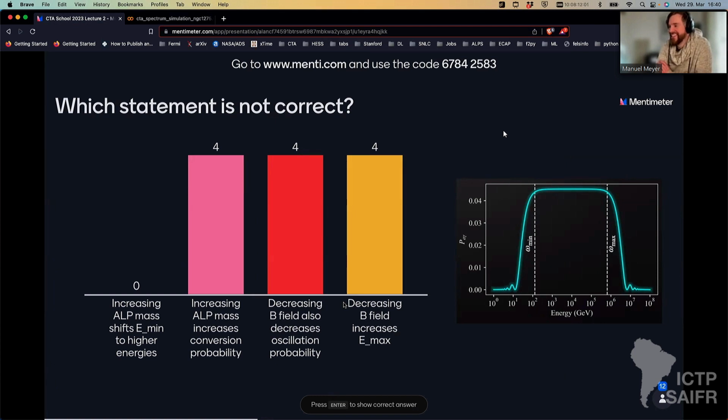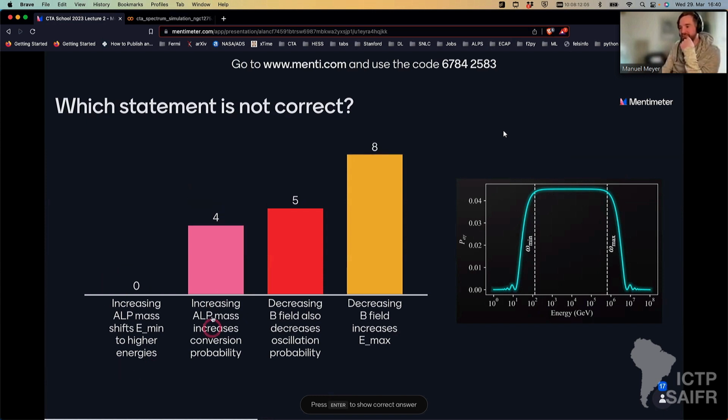Okay, we have a head-to-head race. No one is brave. Say this is wrong. Decreasing magnetic field increases Emax. This you don't like. Many of you don't like. Oh, now you see the answer, right? So you just follow what everyone else is saying. Okay, let me solve this.